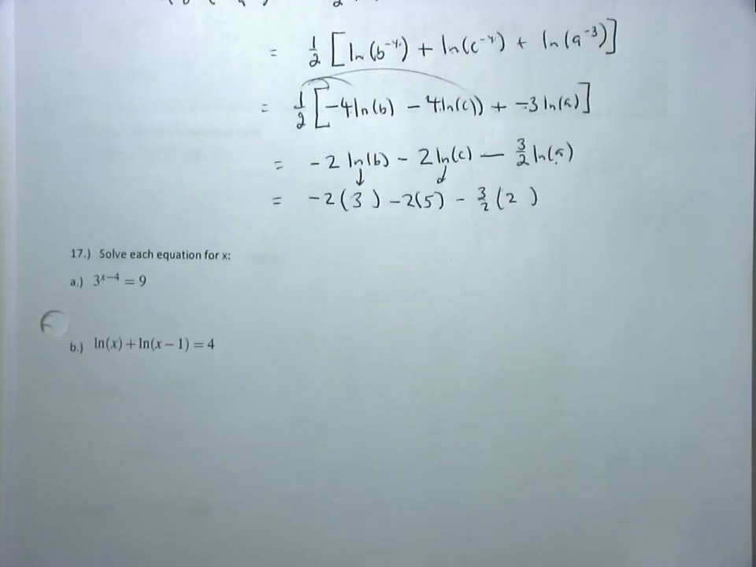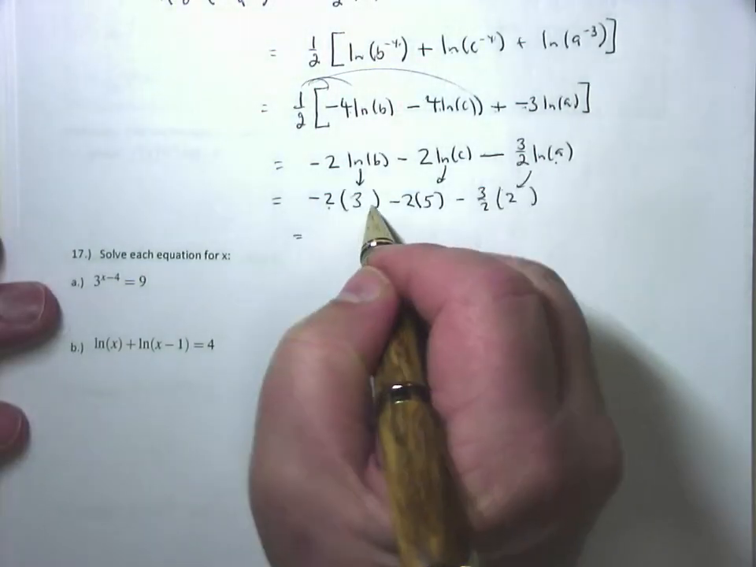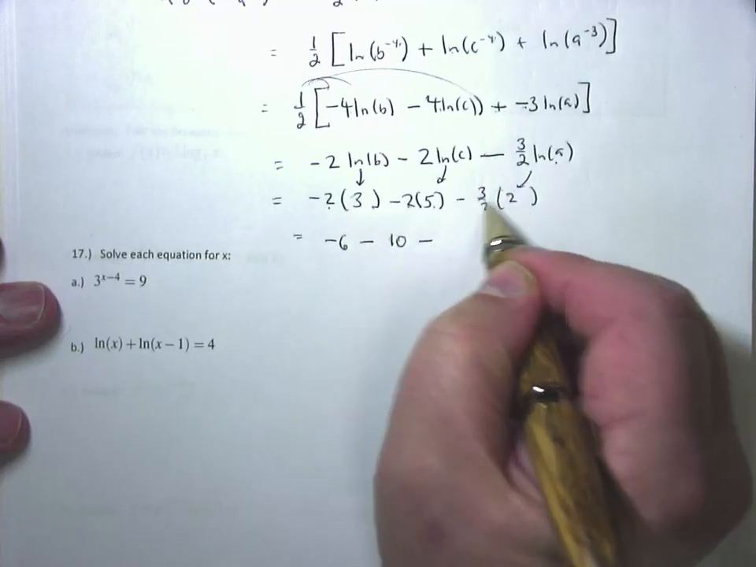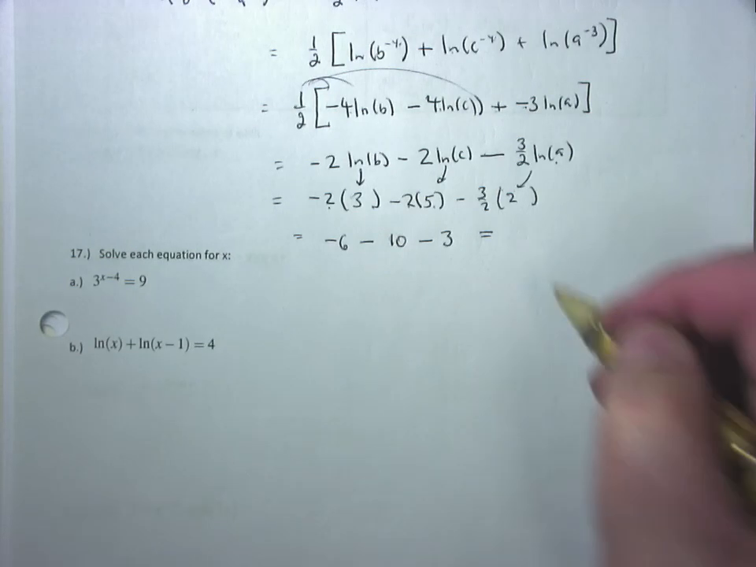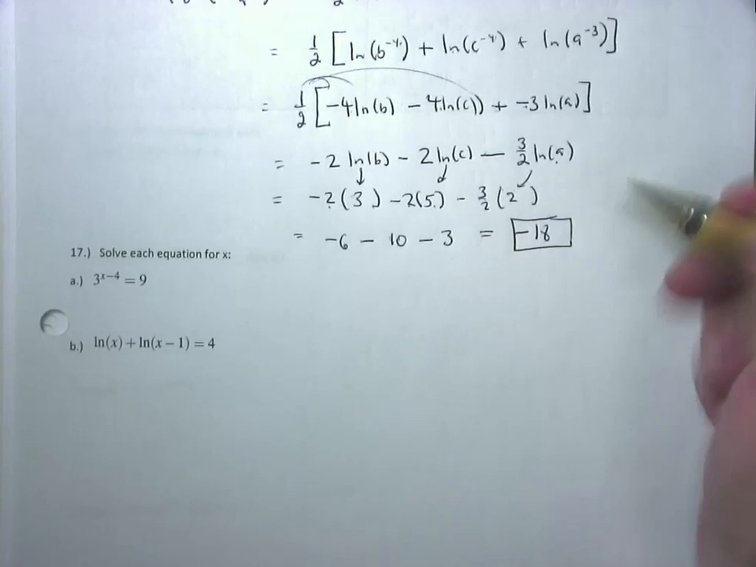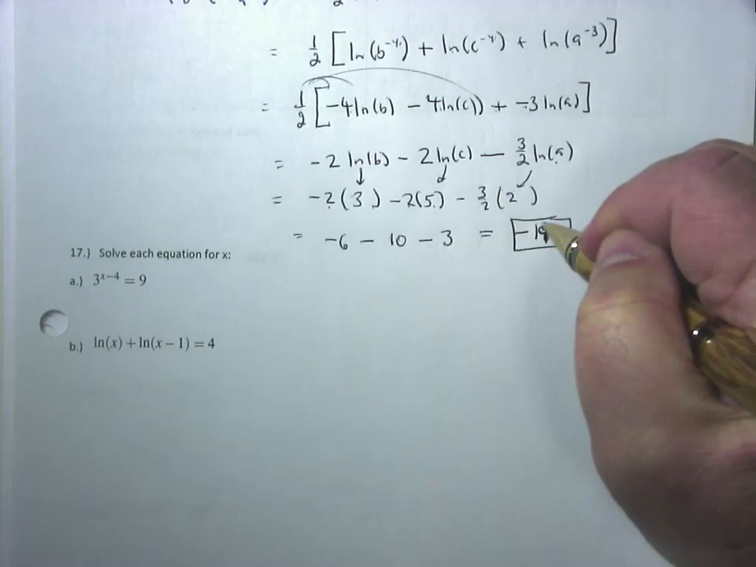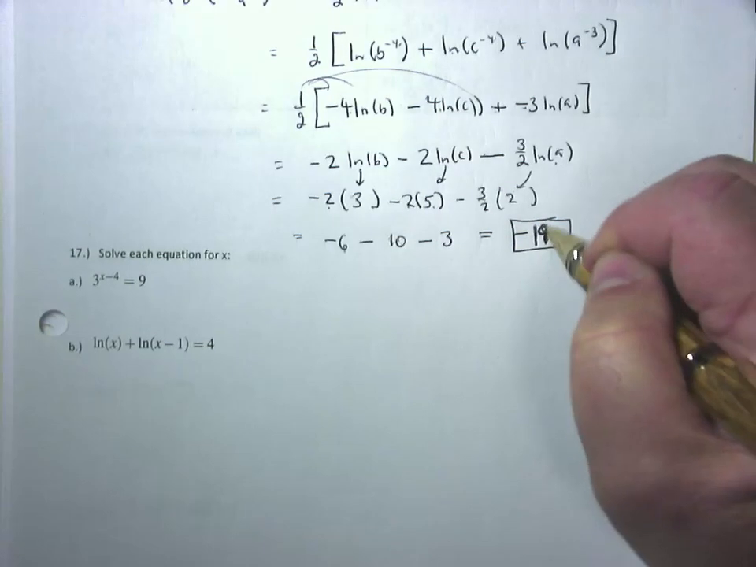So now all I got to do is clean this thing up. Negative 2 times 3 is negative 6. Minus 2 times 5 is 10. Minus 3 halves times 2: the 2's cancel and I'm left with 3. Negative 6 minus 10 is negative 16. Minus 3 is negative 19. That's my answer. I can't do math, sorry, 19. Negative 6 minus 10 is negative 16, minus 3 is negative 19. There you go.